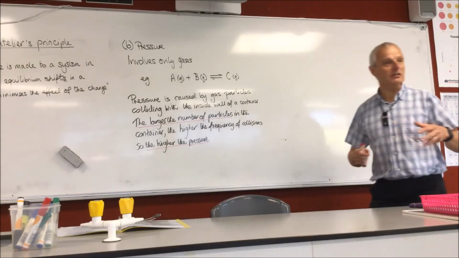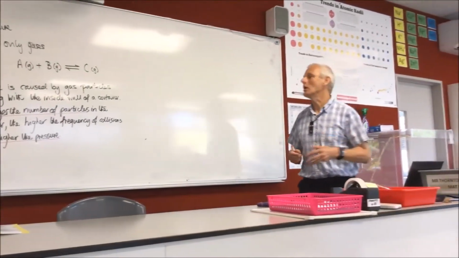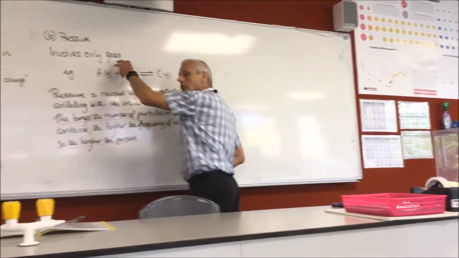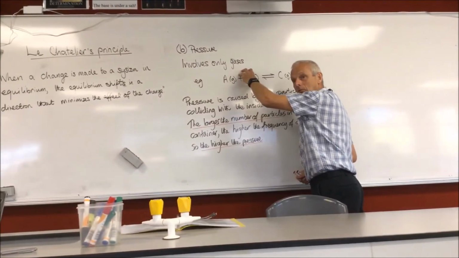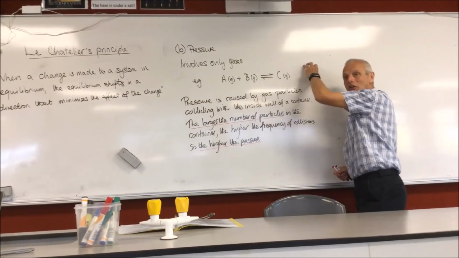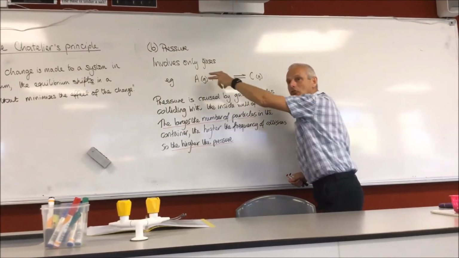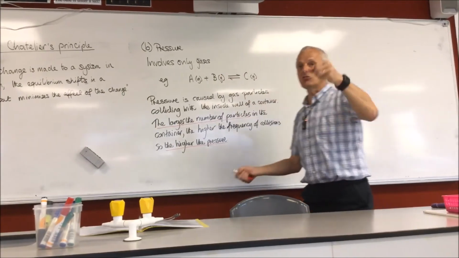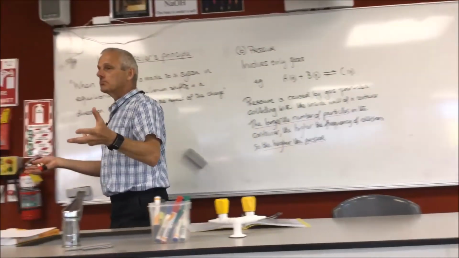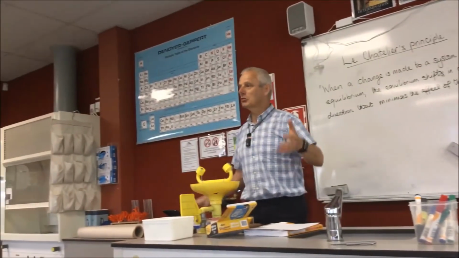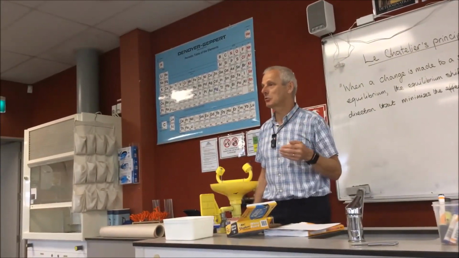So there is a proviso here. This will only work if the number of particles on one side in the equation is different to that on the other. If they're the same, so if you had 2 going to 2, no changes in pressure, any form of change of pressure will have no effect on the system. So you have to have a change in number of particles.